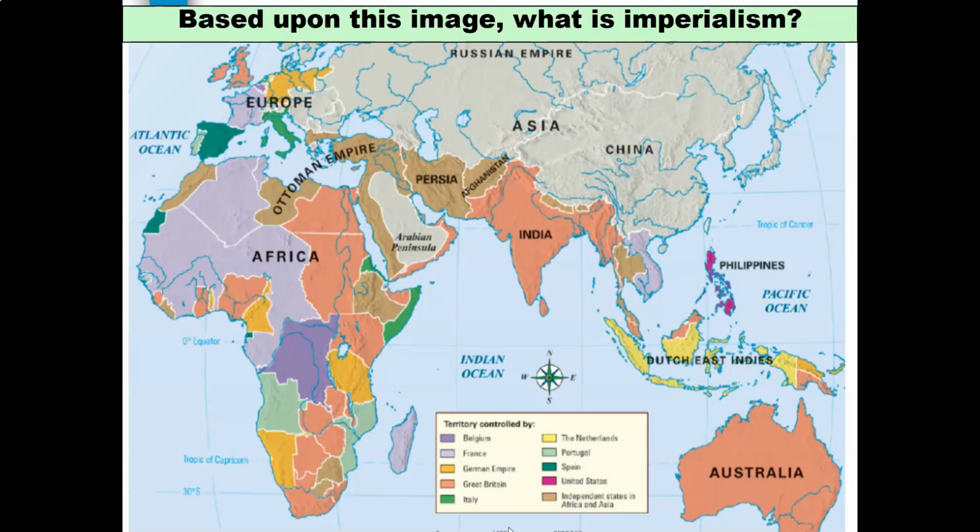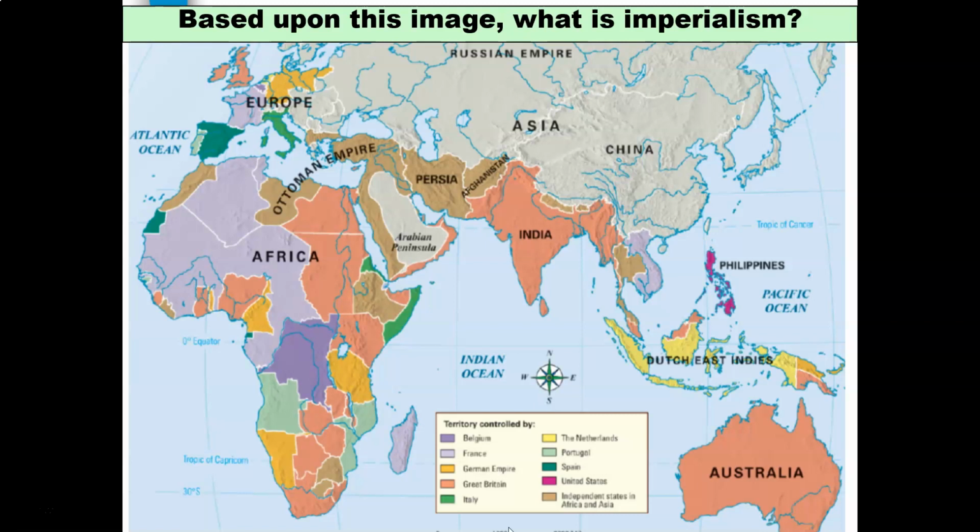For example, the first country that you see here is Belgium. Belgium has a dark purple color. If you look at Africa, the center of Africa, there's a dark purple color. That area was controlled by Belgium. Now, if you look at France, it's a lighter purple color. And you also see that the northern western part of Africa is color-coded with a light purple color. That area was controlled by France.